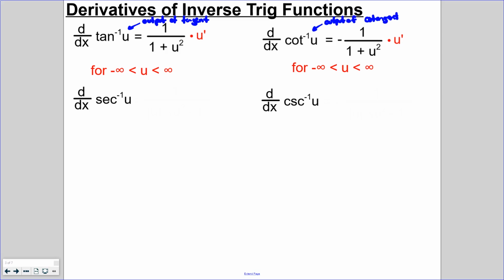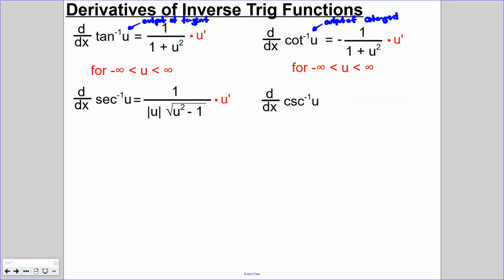Moving on to inverse secant. Inverse secant of u is going to be 1 over the absolute value of u times the square root of u squared minus 1. And then if we do have to use the chain rule, times u prime. So this one is a little bit weird and awkward, and one that you will probably have to commit some time to memorizing, because it's not quite as easy as the other ones.